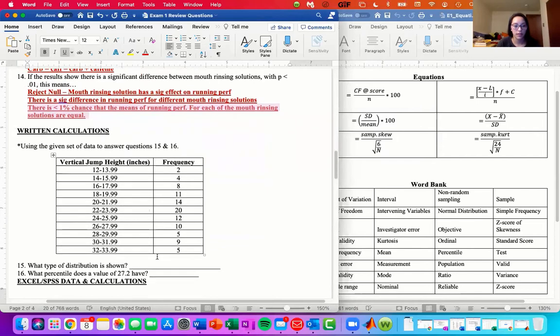Okay, and then this one, what we're going to end up doing is copying and pasting this into Excel, unless I already have it pasted in there. I can't remember now. But what type of distribution is this? Grouped frequency distribution, right? How do we know that? Because our categories are in groups, okay? So the next question is, what percentile does a value of 27.2 have?